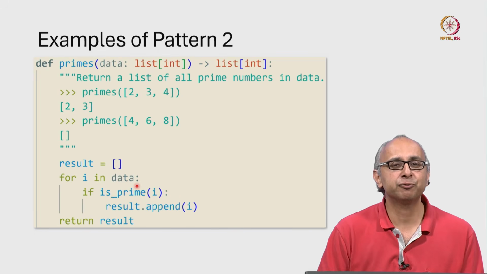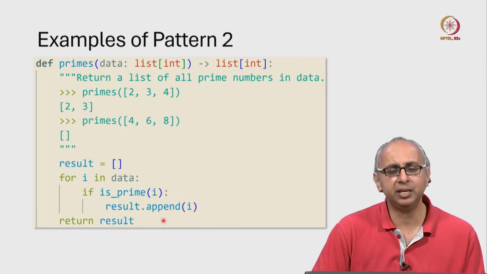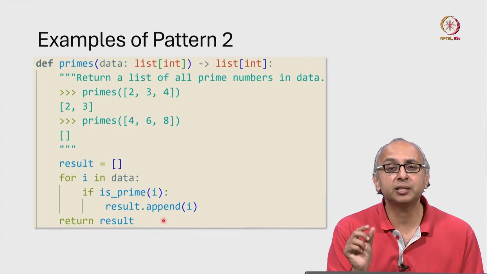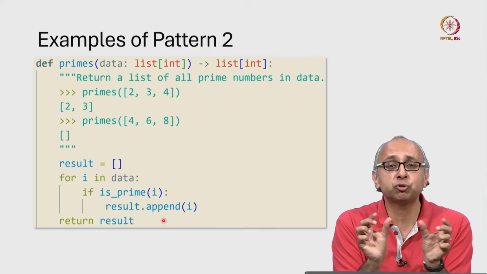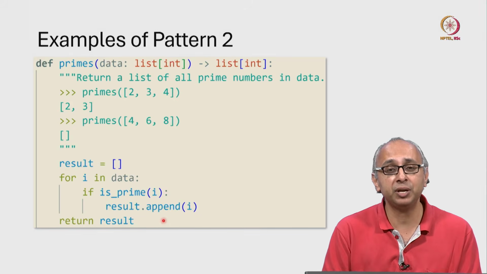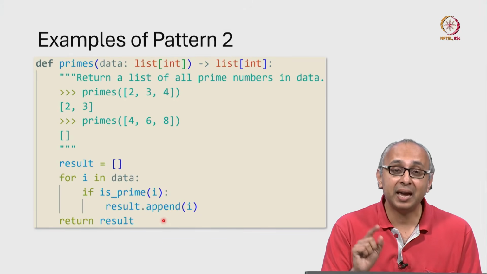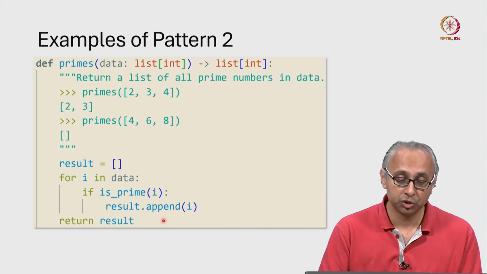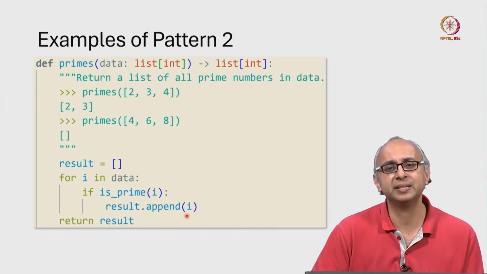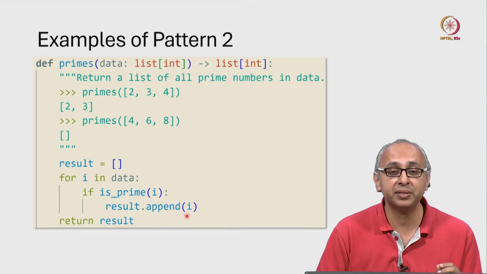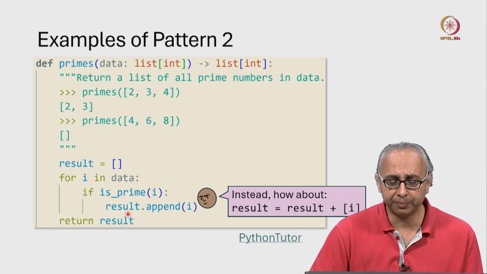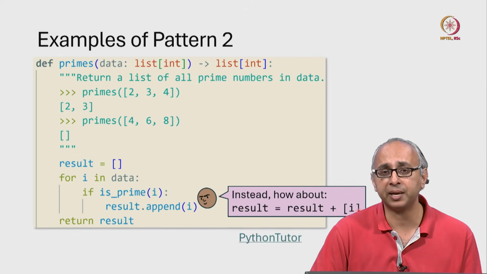But first, our friend wants to know, do we really need to use append? It turns out that just like the plus operator can be used to concatenate or glue together strings, the plus operator can be used to concatenate or glue together lists. So, our friend suggests, instead of calling the append method on the list object result, why don't we just say something like result is equal to result plus I.